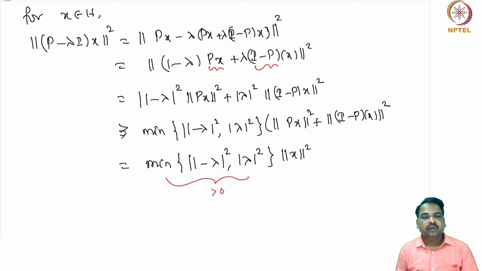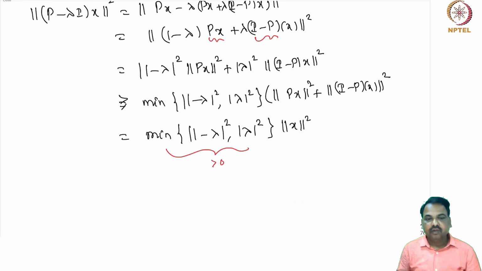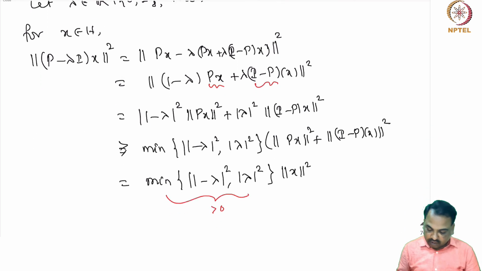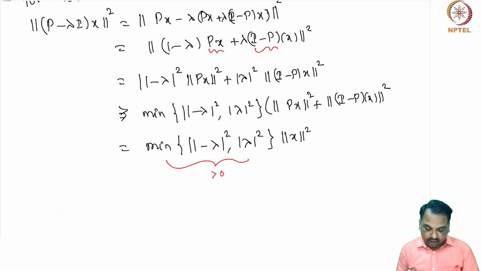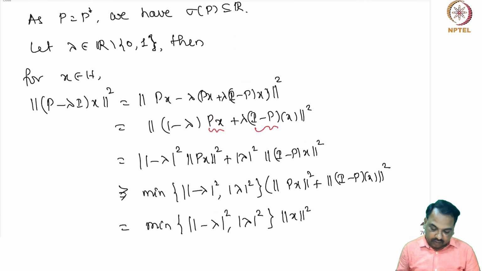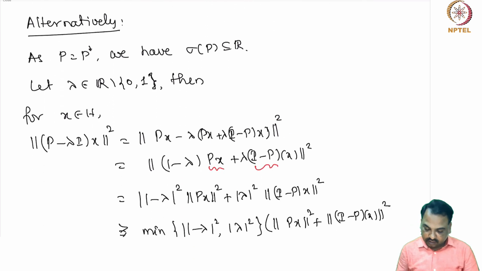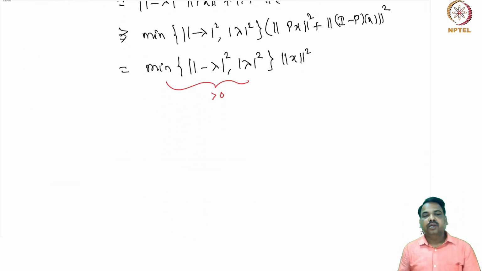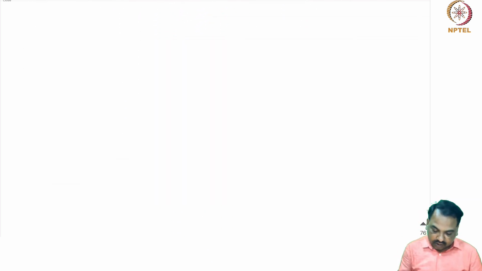So we can conclude that P minus lambda is bounded below. Since P minus lambda is a normal operator, we can say that it is invertible. So whenever lambda is outside {0, 1}, P minus lambda is invertible. Hence we can say that lambda cannot be in the spectrum. So from this we can conclude the result. Okay, so this is about the spectrum of an orthogonal projection.